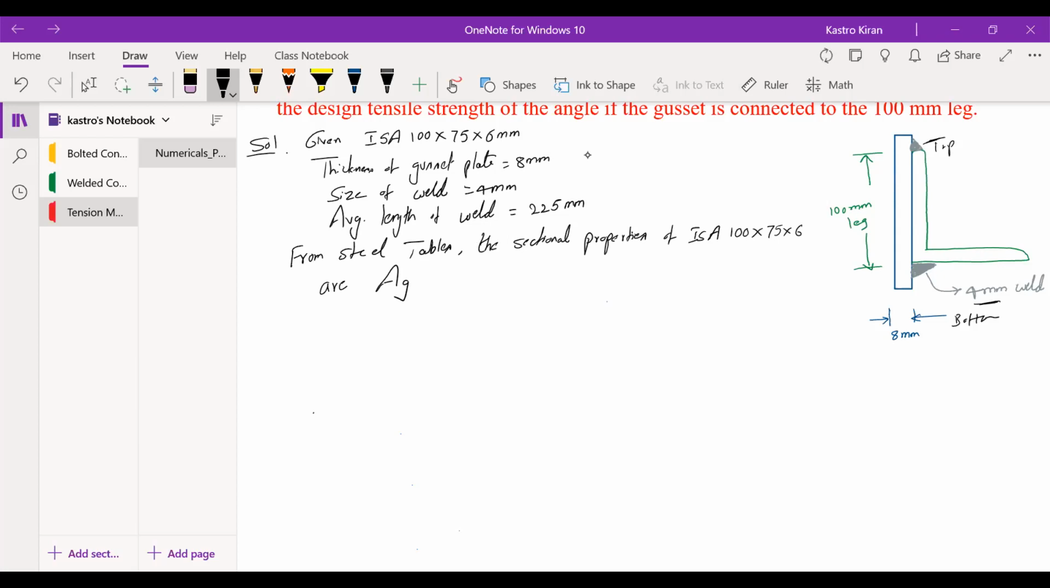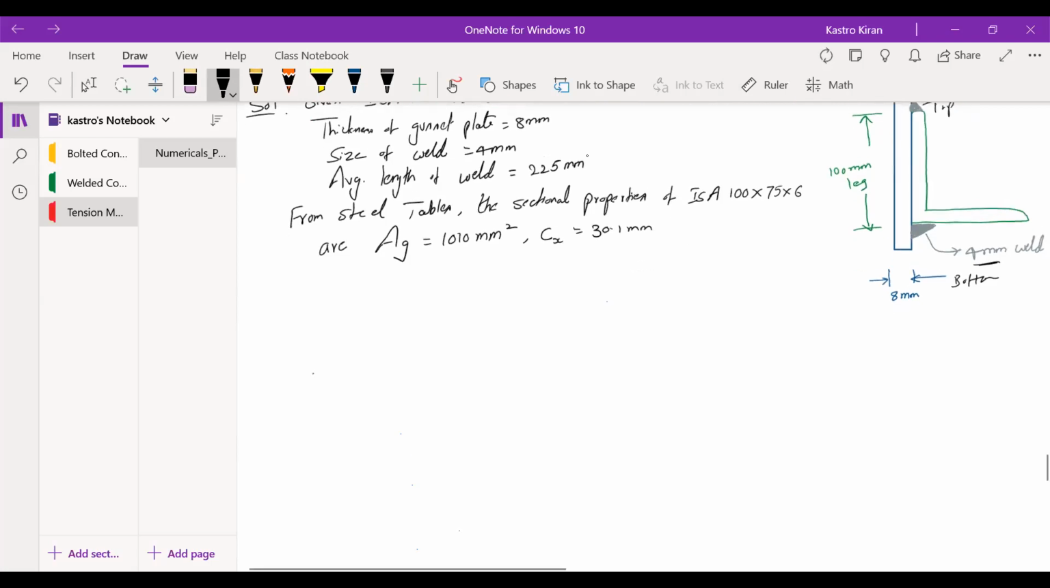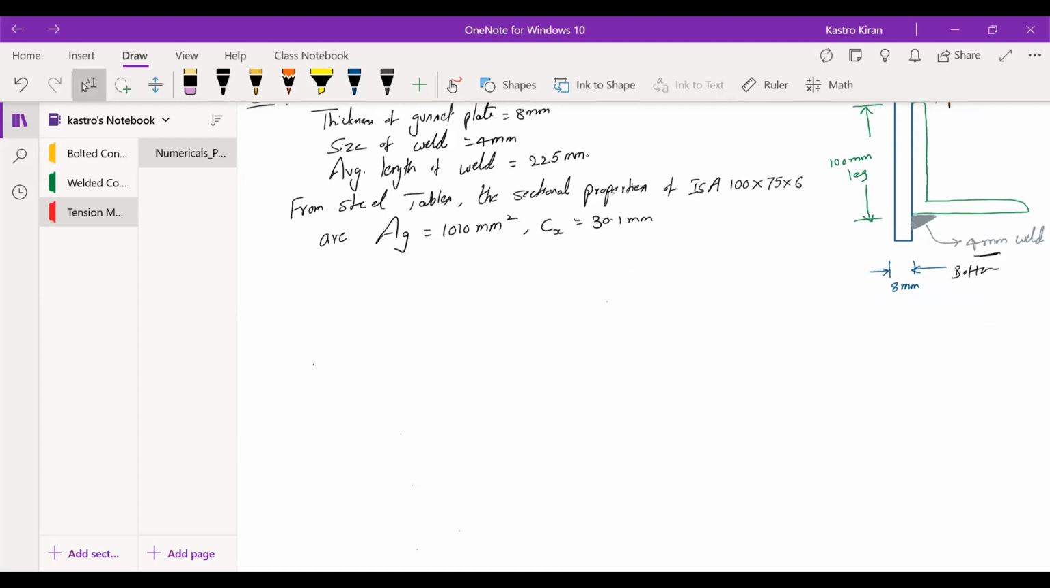So the area is given as 1010 mm square. So this is one thing which is required for us. And the second thing which is required for us is the center of gravity of the section, which is given as 30.1 mm. Okay, so these are the two properties which are required for our problem solving. Fine. So let's continue this with the following steps.